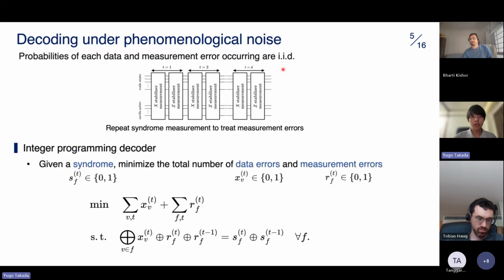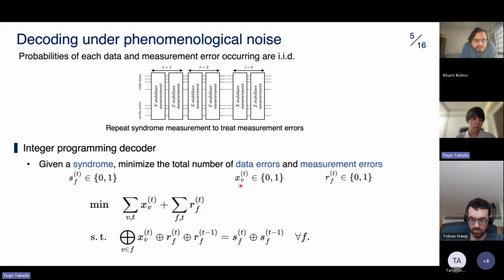On other decoders, here we consider the integer programming decoder for its simplicity, to see how it is formulated. In this decoder, given a syndrome, we minimize the total number of data errors and measurement errors by using binary variables S, X, and R. Here, F is a phase, and V represents a vertex.